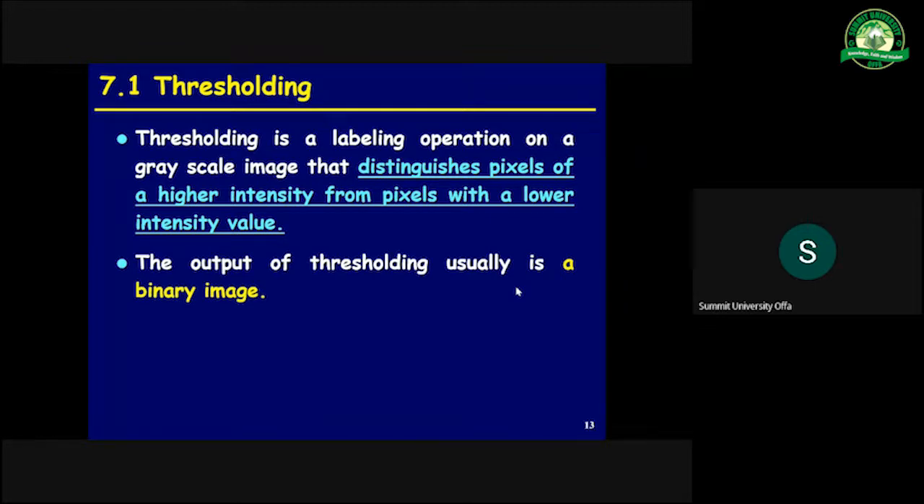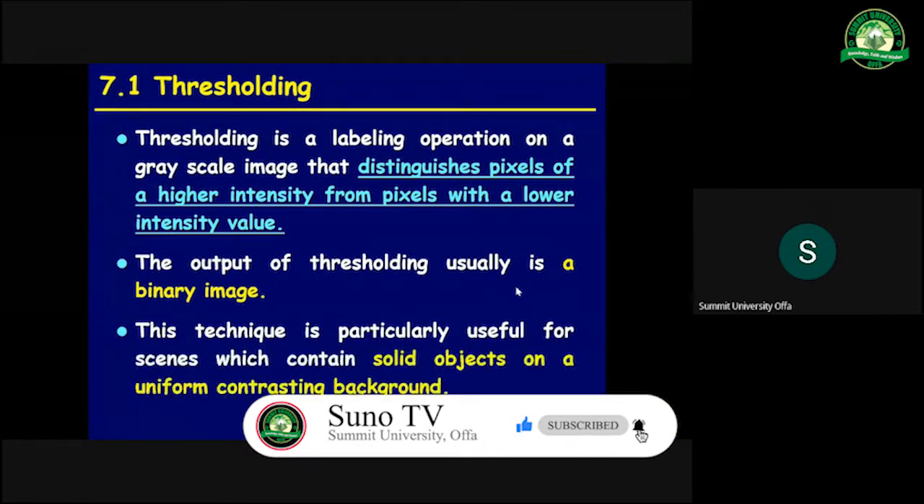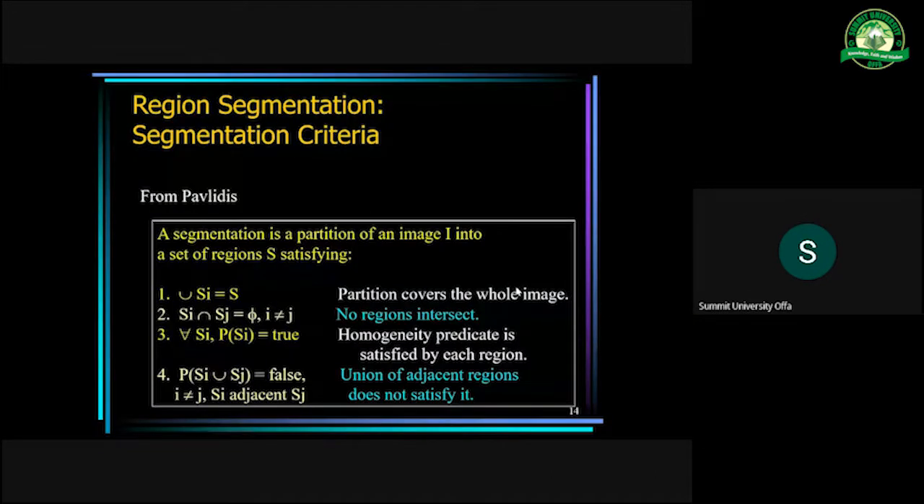That value in the example I just mentioned is what we call the threshold value. This technique is particularly useful for images which contain objects on a uniform contrasting background. So this is what we mean when we say thresholding. That's one method. And then mathematically, this is what we mean when we talk about region segmentation.